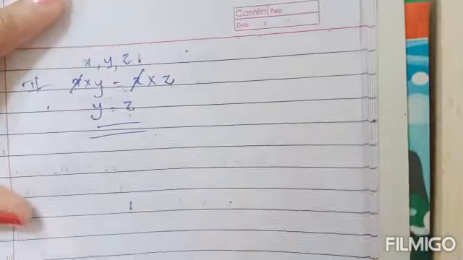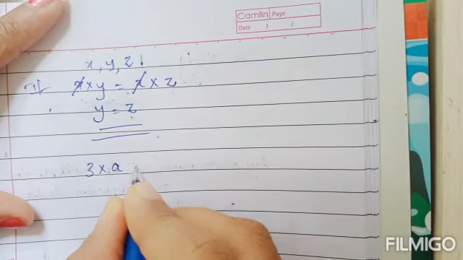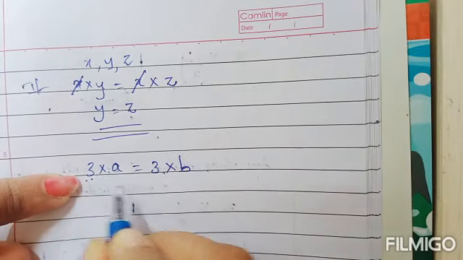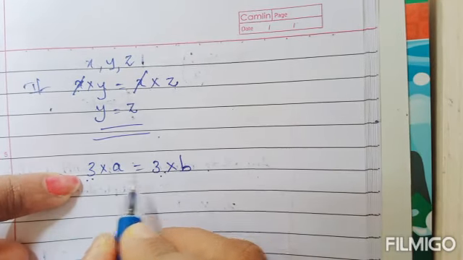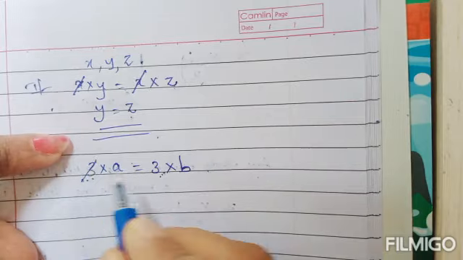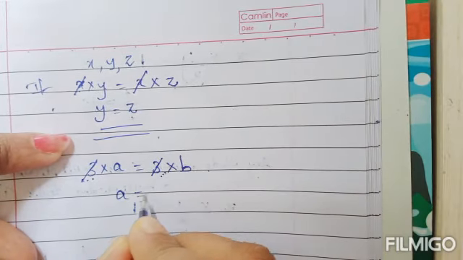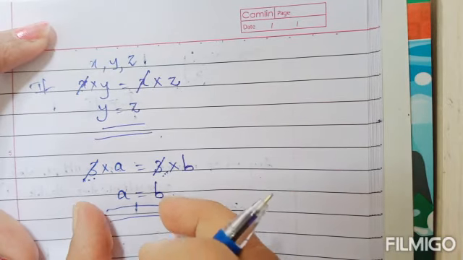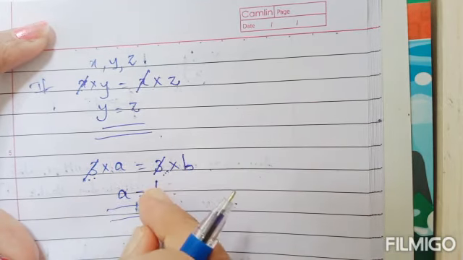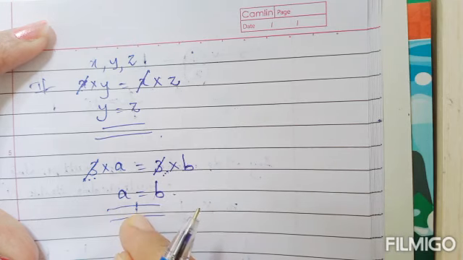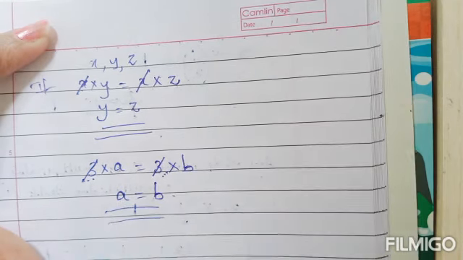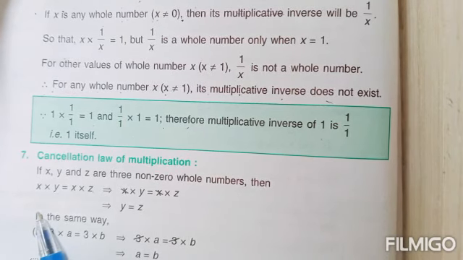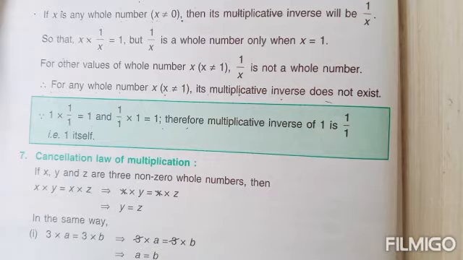Let us take one example. 3 into a equal to 3 into b. In that case 3 is there on the left side and the right side, so we can cancel that 3. So what we will get, a equal to b. If the same number is coming on both sides of the equation, we can cancel that. This is the cancellation law of multiplication. So these are the 7 properties of multiplication on whole numbers.